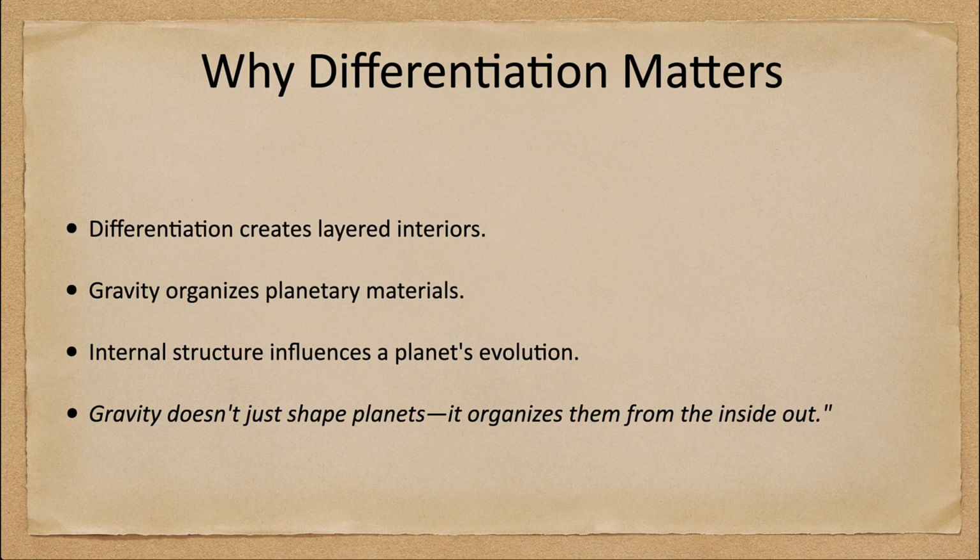Differentiation reminds us that gravity does more than hold planets together. It organizes them from the inside out. By understanding how materials separate according to density, astronomers can explain why planets, moons, and even some asteroids developed the layered interiors that we observe throughout the solar system.